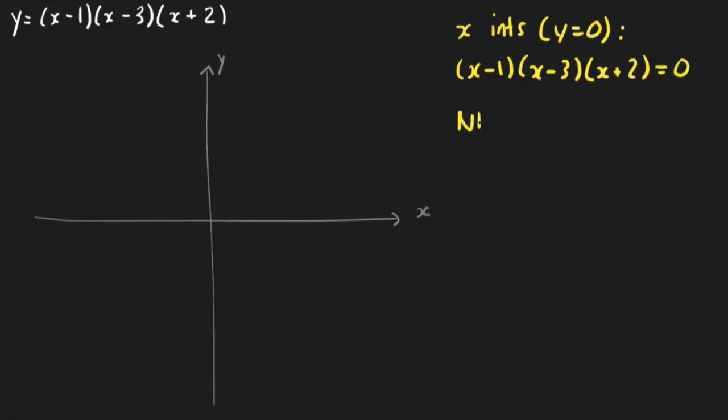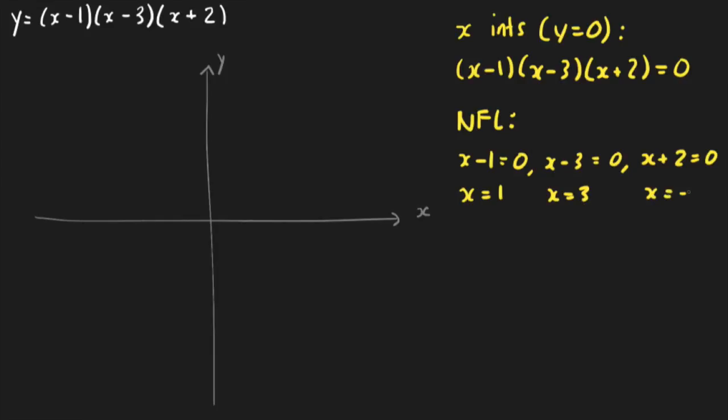So you would use the null factor law, which says that when you've got three things multiplied together to give 0, one of them must be equal to 0. So either x minus 1 is equal to 0, or x minus 3 is equal to 0, or x plus 2 is equal to 0. Should have left a bit more space between these three lines, so I'll put commas here to indicate that they're separate lines. And if you solve for x in each case, you get x equals 1, x equals 3, and x equals negative 2, right?